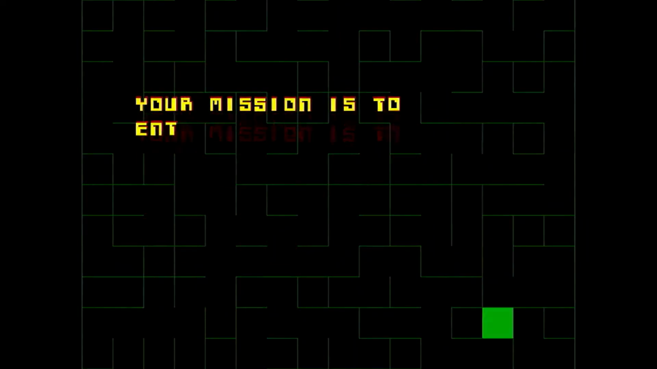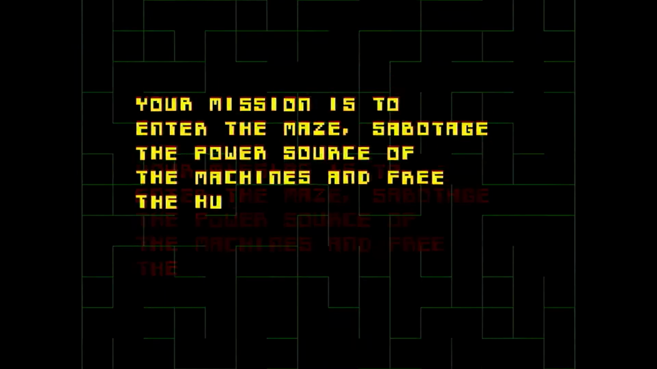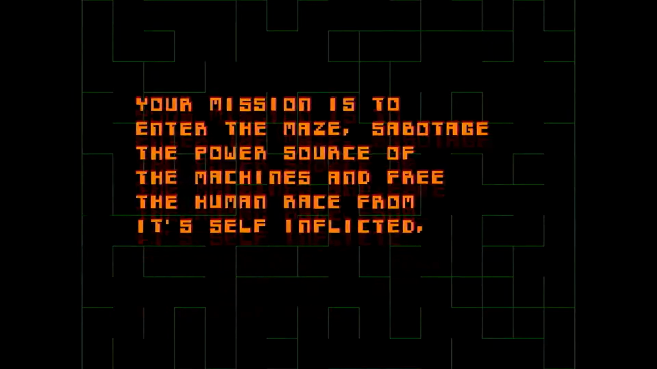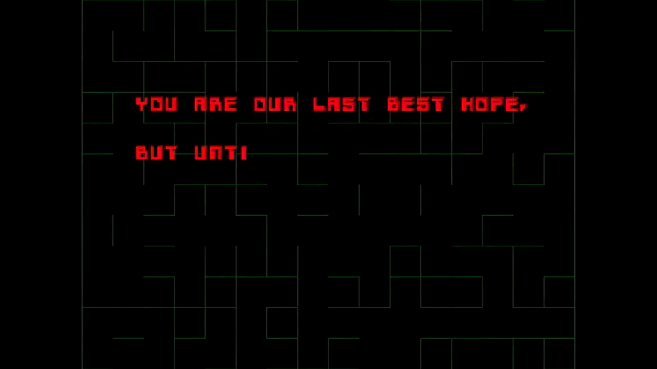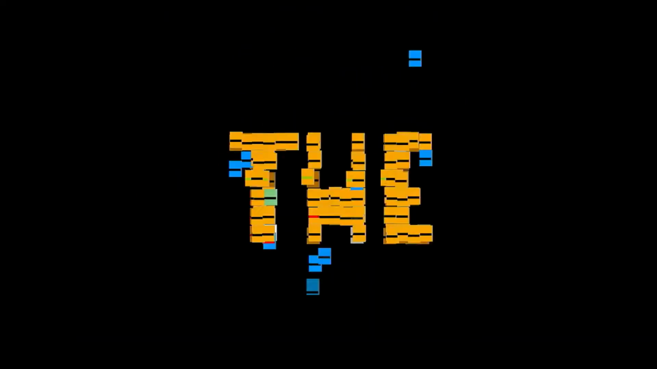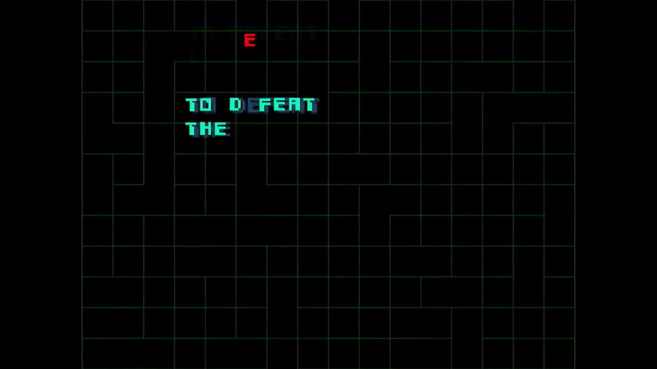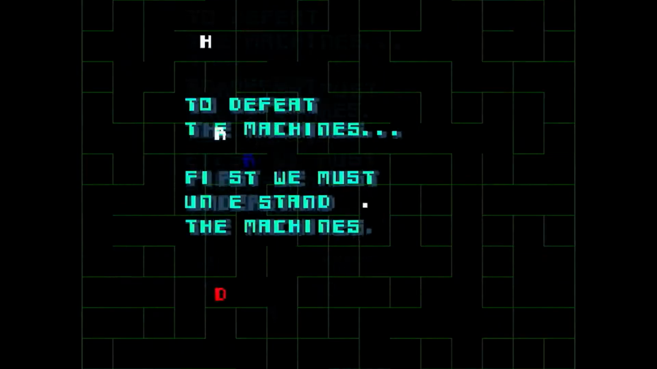Your mission is to enter the maze, sabotage the power source of the machines, and free the human race from its self-inflicted, automated prison. You are our last best hope, but until today, no human has survived the maze of the rats. To defeat the machines, first we must understand the machines.